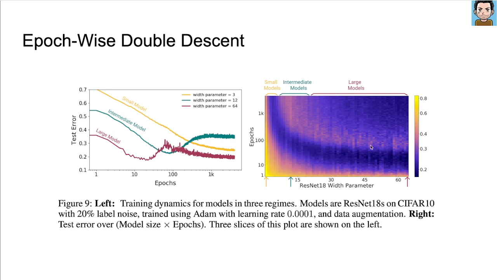On the right-hand side, the figure shows double descent as we change the model capacity on the x-axis and the number of training epochs on the y-axis. The color denotes the loss value. For a small model, we observe a single descent. However, a larger model goes through a double descent: the loss decreases, increases, and then decreases again.